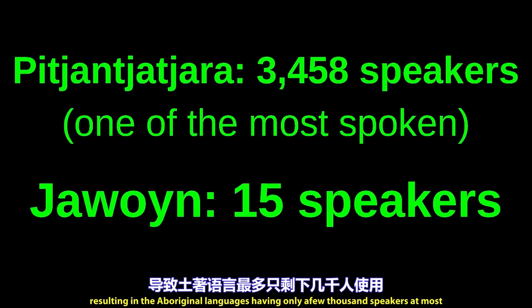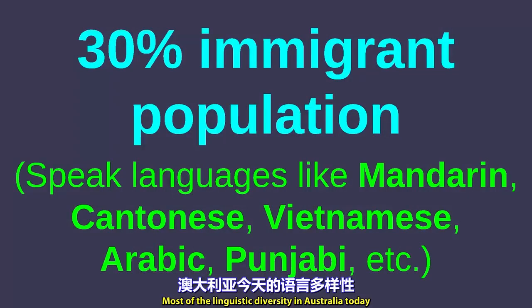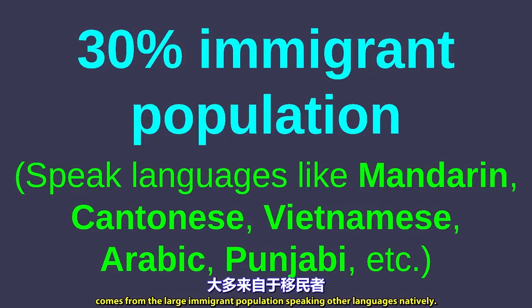Unfortunately, Australia has a similar history of English settlers committing absolute atrocities towards its indigenous peoples, resulting in Aboriginal languages having only a few thousand speakers at most, and with many of them on the brink of extinction. Most of the linguistic diversity in Australia today comes from the large immigrant population speaking other languages natively.